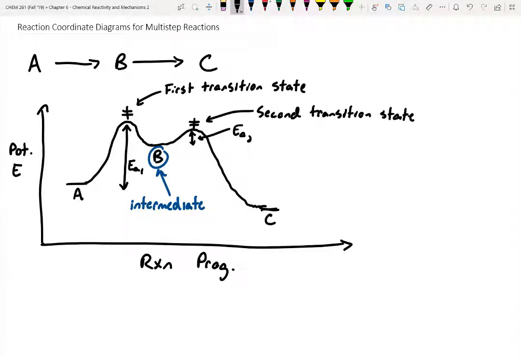Does that make sense? All right, so my question for you is, what's the rate limiting step? Is the rate limiting step going from A to B or B to C? And why? Check with your neighbor and see if you agree.